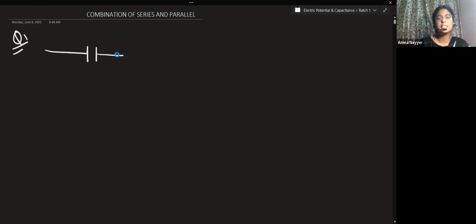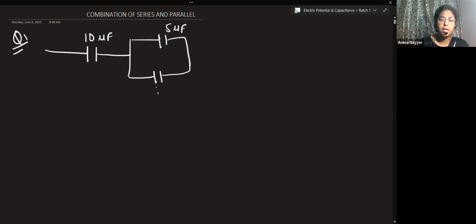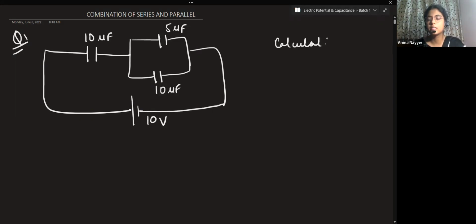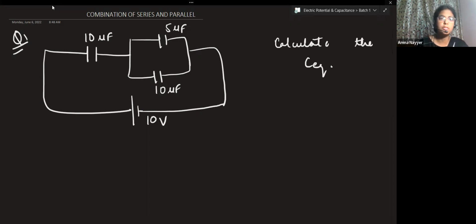One capacitor is connected in this manner. This is 10 microfarad. Two capacitors are connected in this manner. This is 5 microfarad, this is 10 microfarad, and all of them are connected to a cell which is 10 volts. So let us find out the equivalent capacitance. Calculate the equivalent capacitance of the system.